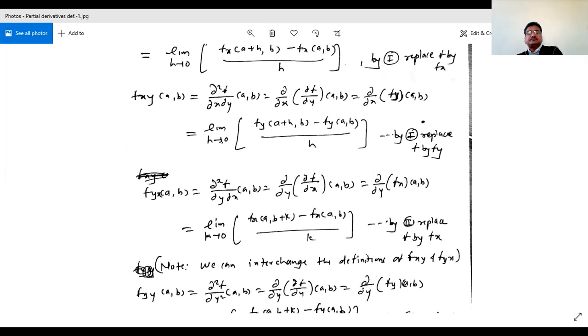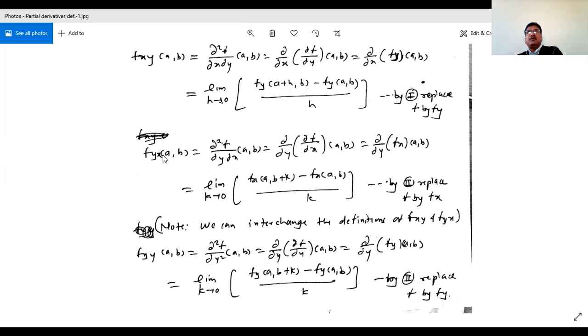What is fyx? The derivative of fx with respect to y. Just replace f in the definition by fx. Okay. So sometimes the meaning of fxy is the derivative of fy with respect to x. But if we take fxy in this fashion, as the derivative of fx with respect to y, then this is the definition of this fxy. And this is also taken as the derivative of fy with respect to x. Then this is the definition.